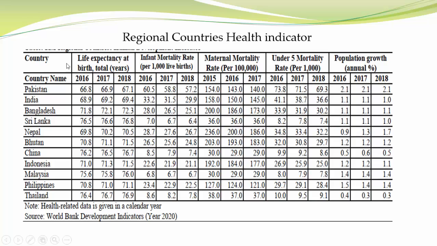In 2017, except India, all the countries in this list have life expectancy above 70 years. Only India is touching 70, but still Pakistan is lagging behind. Even in 2018, we see that we are not doing very well here.